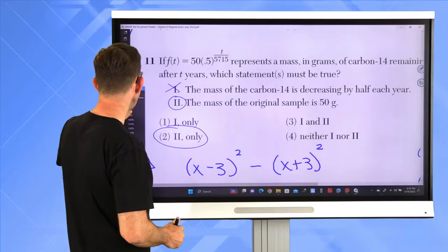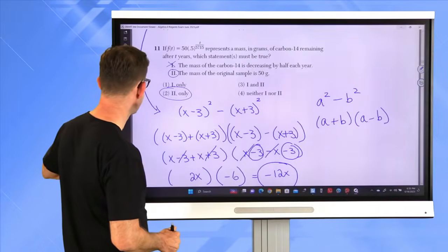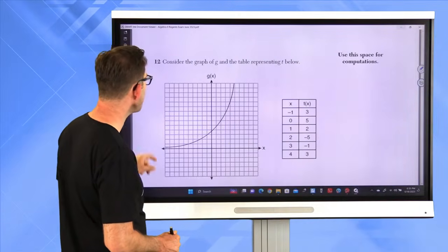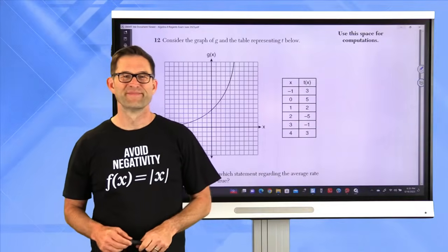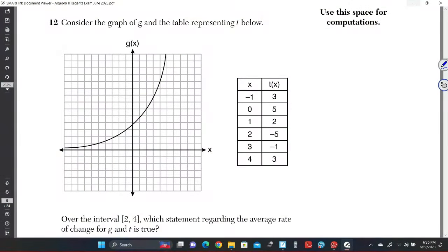All right, let me go back and fit width. That sounds funny. All right, let's take a look at number 12. Consider the graph of G and the table representing T below. So I've got G of X and T of X.